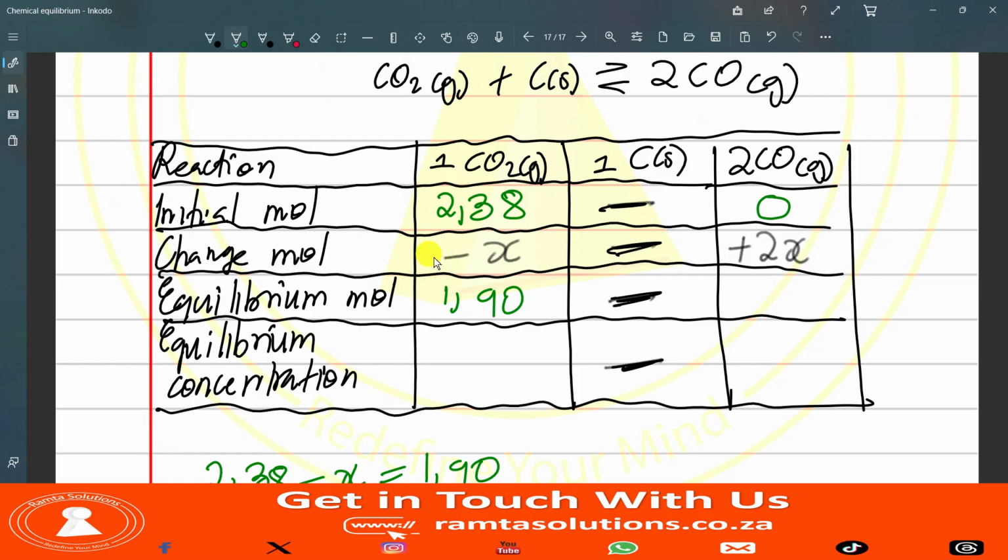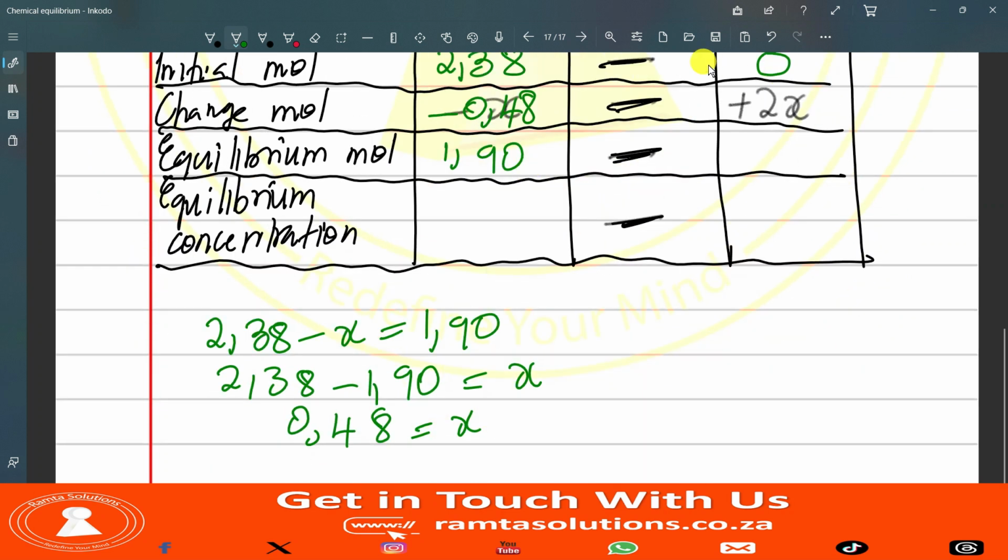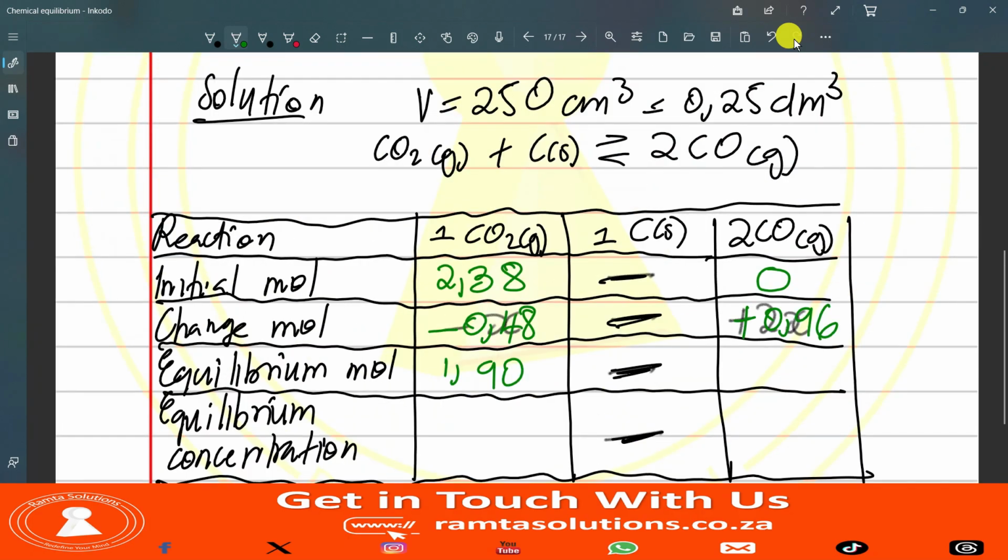So now I'm writing in pen. Your x, a single x, is negative 0.48. Yes, negative 0.48. Now, for this one here, you have two x's. This means 2 times 0.48. What is it? It's 0.96. So it's going to be plus 0.96. Once again, 0 plus 0.96.